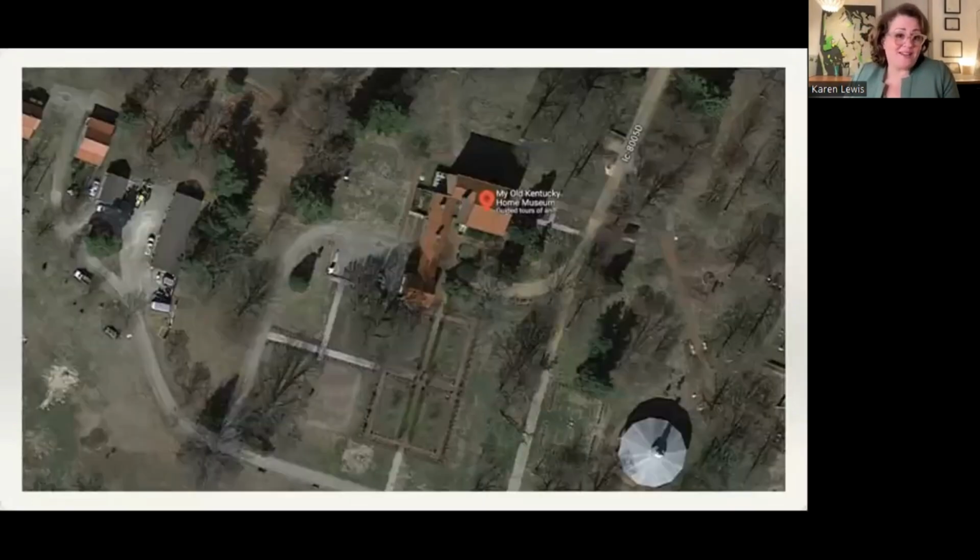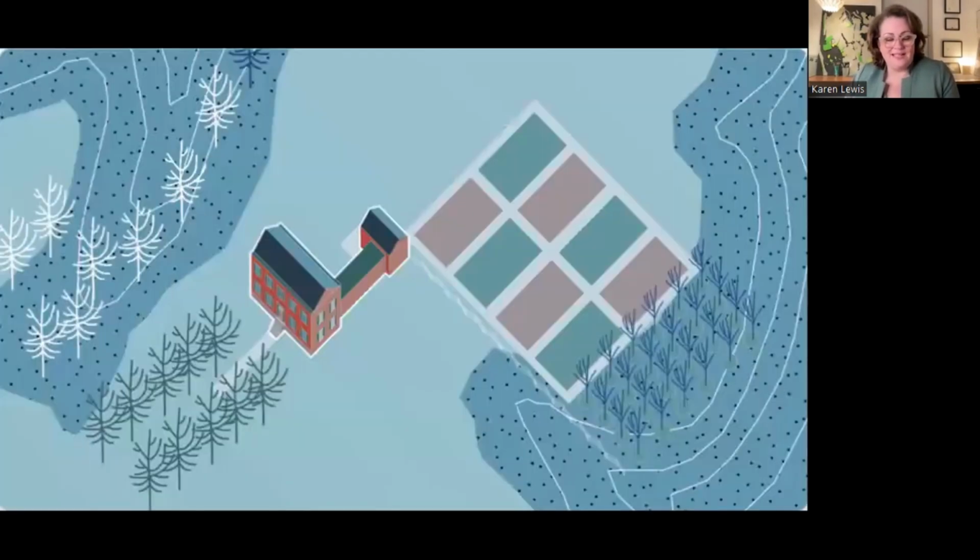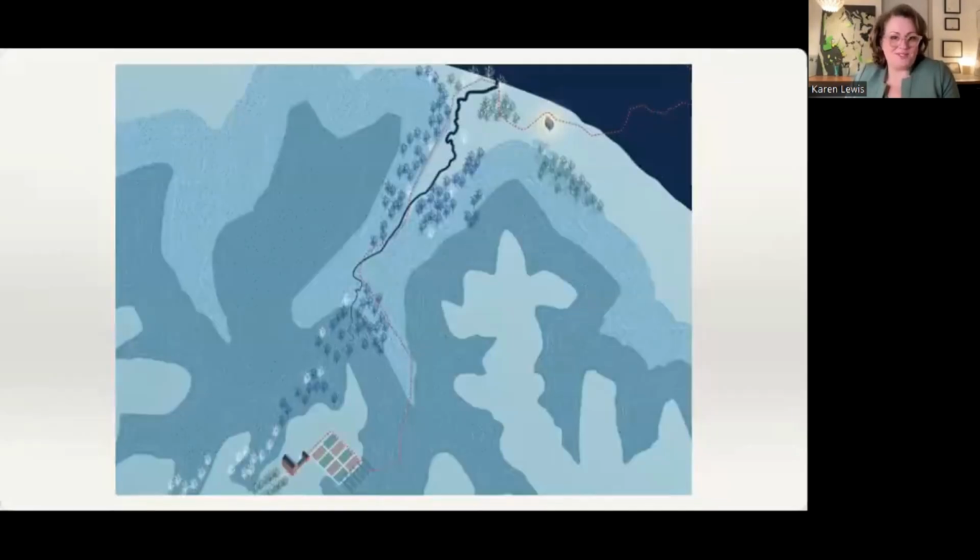But when you look at it from up above, you can see that wing extending from the My Old Kentucky Home museum. That back wing is all of the services. So that's where the kitchens were, or that's where some of the slave quarters were. But it's a part of the way that the house hides the presence of the infrastructure and the people who are making the house work. So that became the translation into this representation.